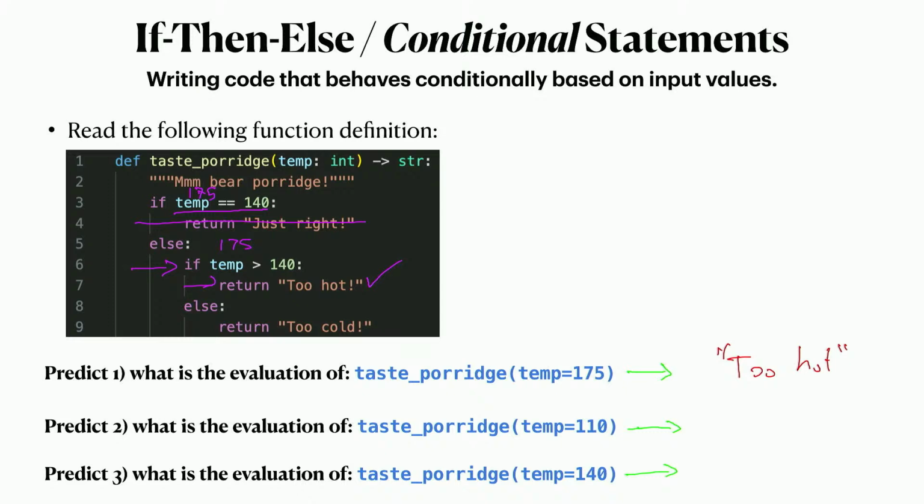So we haven't seen this yet, but it hopefully does feel somewhat familiar and not too much of a stretch. Anyone want to call out what the evaluation of the argument temp being 110 would lead to? Too cold! And I forgot an exclamation point there. It's a very exciting time to be in this class as we're learning conditionals. And lastly, 140. Just right. All right.